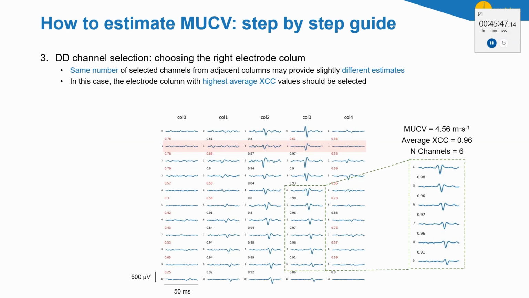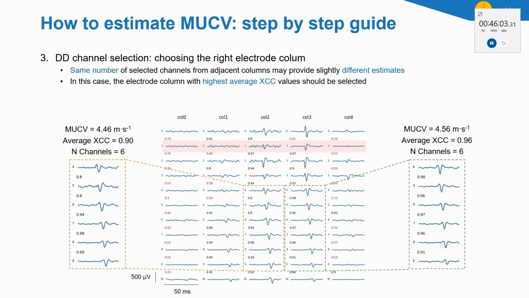What happens if we don't know which column to select? In this case, we can clearly see a good propagation from channels in column number 2 and column number 3. Well, we have to be aware that the same number of selected channels, but from different and adjacent columns, may provide slightly different estimates.